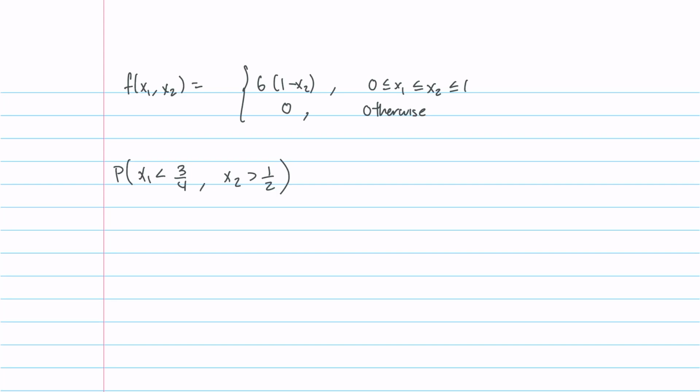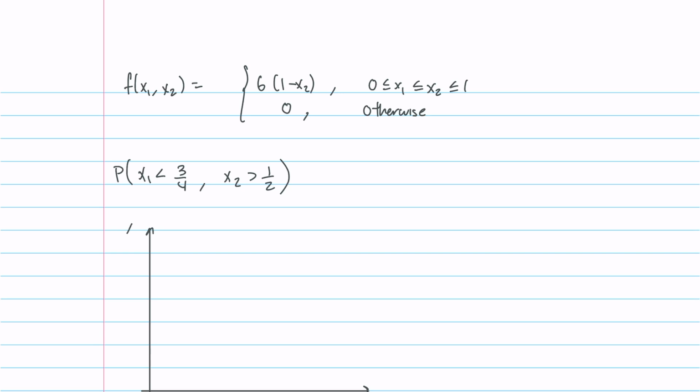Okay, so we have this problem here. That's our PDF, and we want to find the probability that x1 is less than 3/4 and x2 is bigger than a half. So for these problems, the first thing we have to do is graph them.